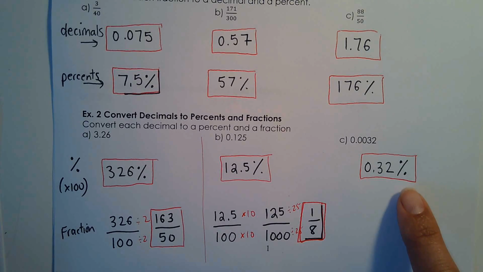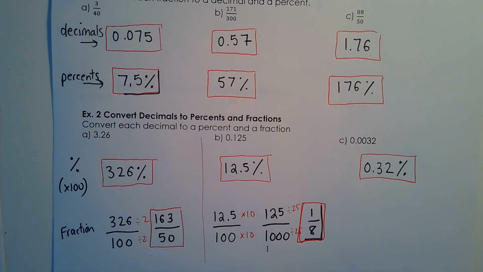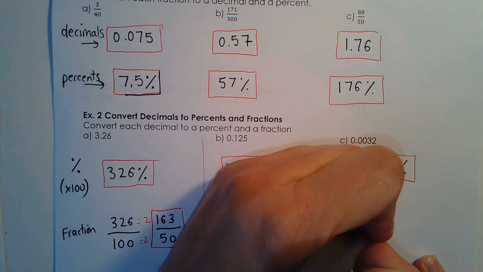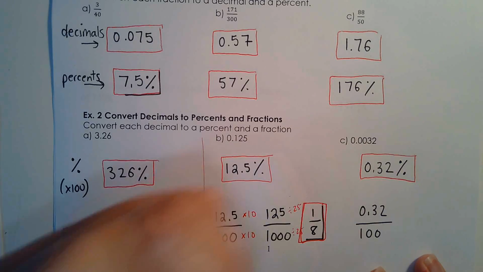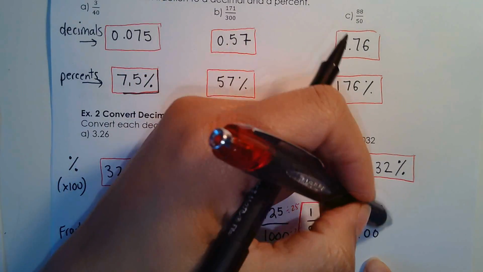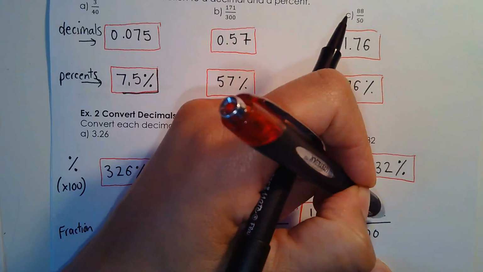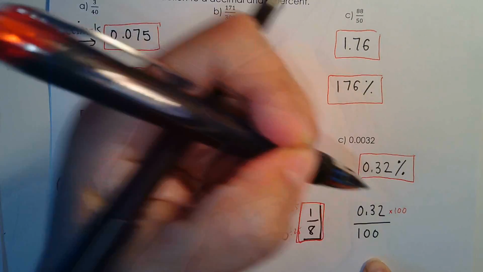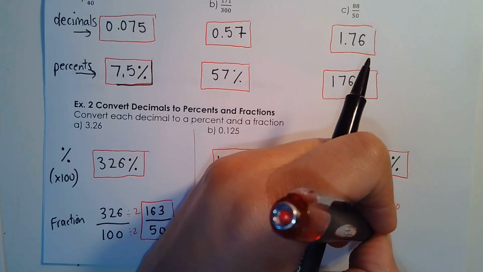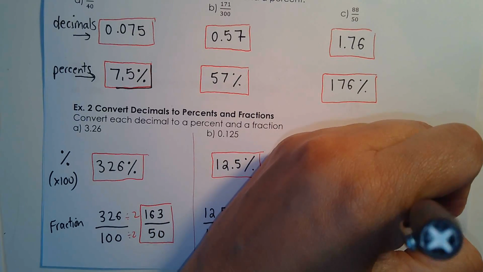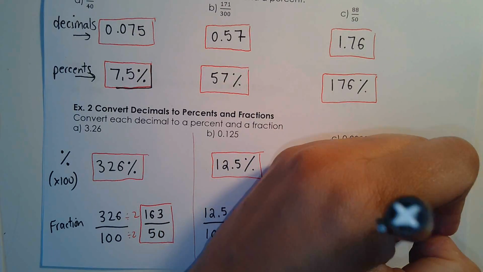And we want to write that as a fraction. Having the percent sign there means that it's really over 100. So we have 0.32 over 100. Now we don't like decimals in our fractions, so we're going to have to multiply the top by 100 because we want to move it over 2 spots. And we do the same thing to the bottom, so that we have 32 over 10,000.